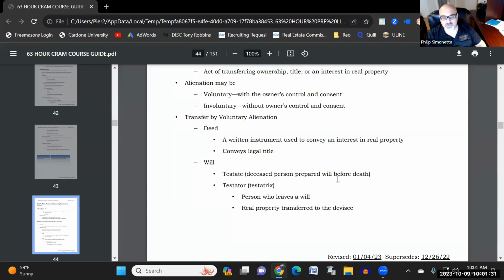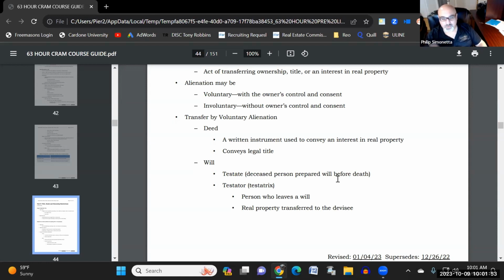Ways to transfer by voluntary alienation: you can use a deed and a will. A deed is a written instrument that's used to convey the interest in the real property, and that conveys legal title. Convey means takes from the seller to the buyer. It transfers it. A will is done in 2 ways.